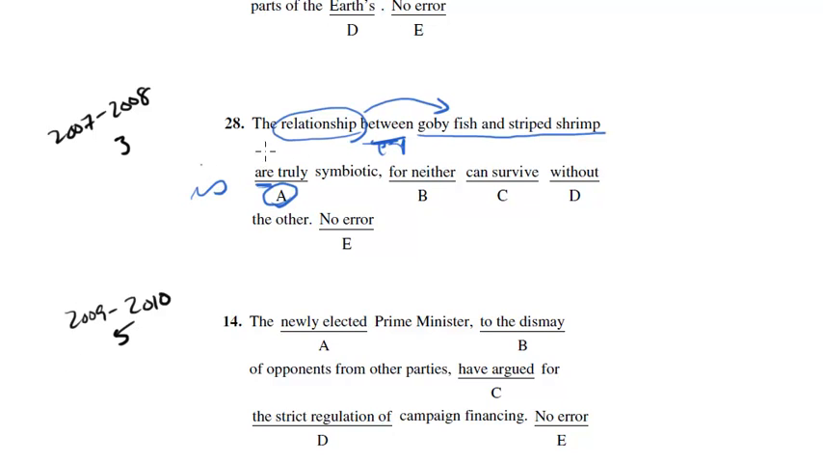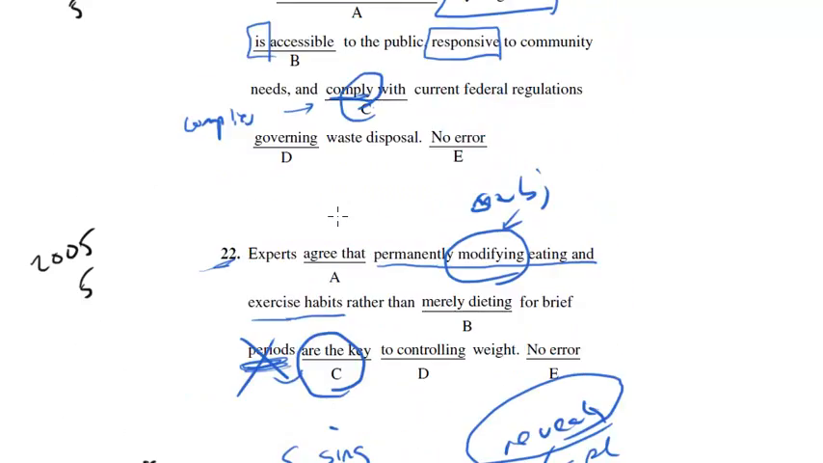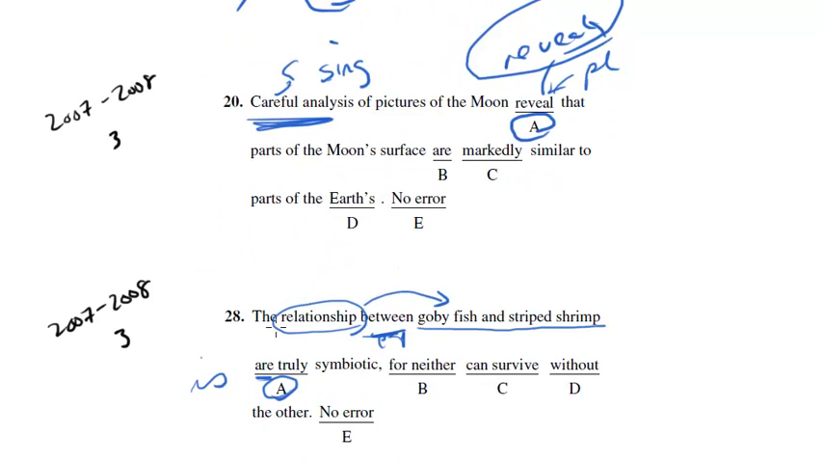Notice this is number 28. It's one of the hard ones, but the key is finding that subject. And notice the subject is usually going to be closer to the beginning of the sentence than to the verb. That's a pattern that comes up a lot.